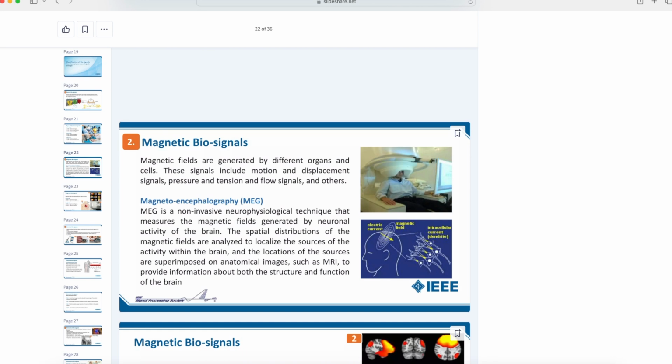MEG is a non-invasive neurophysiological technique that measures the magnetic fields generated by neural activity of the brain. The spatial distributions of the magnetic fields are analyzed to localize the sources of the activity within the brain, and the locations of the sources are superimposed on anatomical images, such as MRI, to provide information about both the structure and function of the brain.